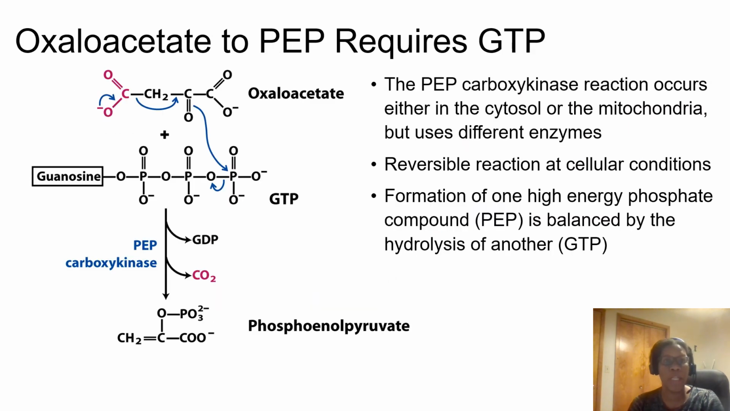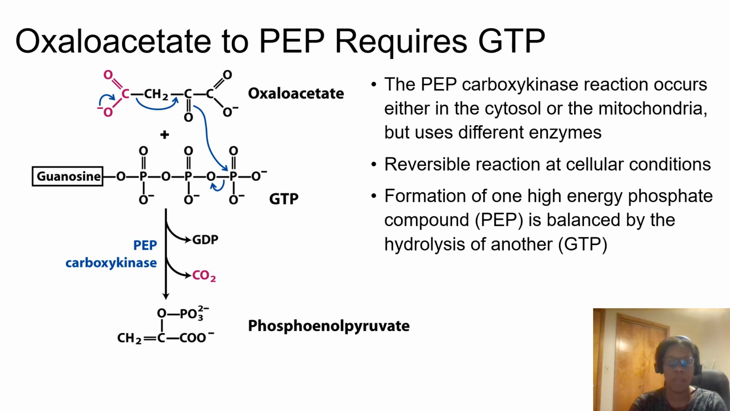Now that we've created the oxaloacetate, we can convert that to our phosphoenolpyruvate, our PEP molecule. So to add a phosphate to that, we're going to utilize PEP carboxykinase. So kinases usually take a phosphate off of an ATP, but now we're taking a phosphate off of GTP and adding it to oxaloacetate and creating our PEP molecule.